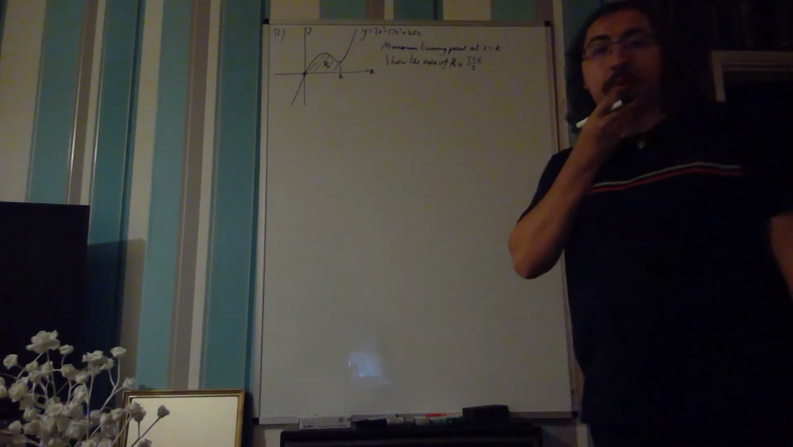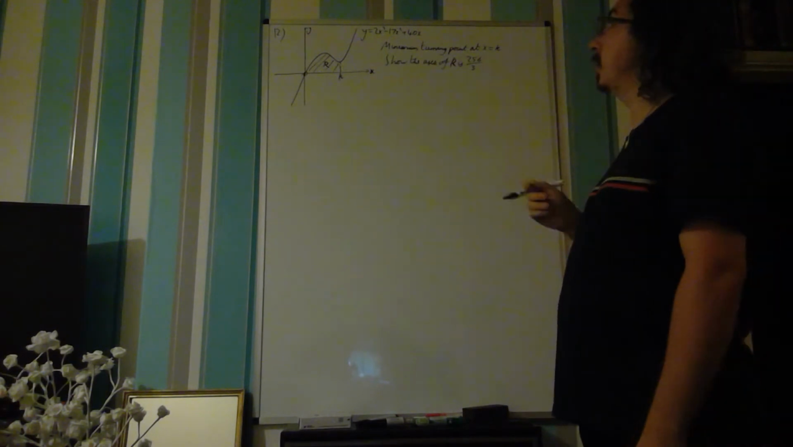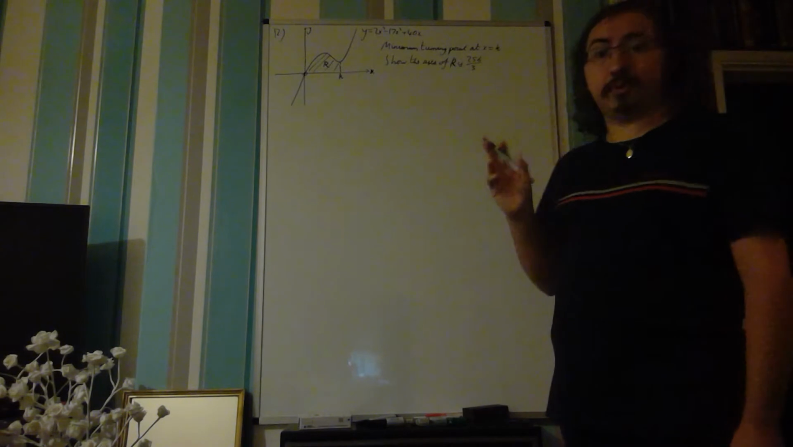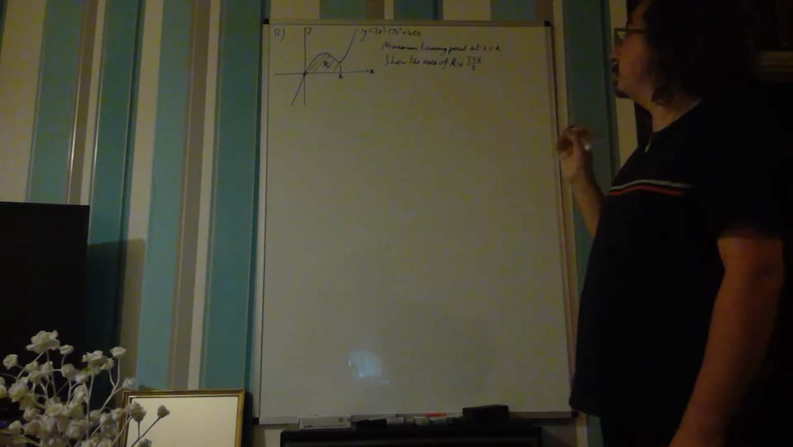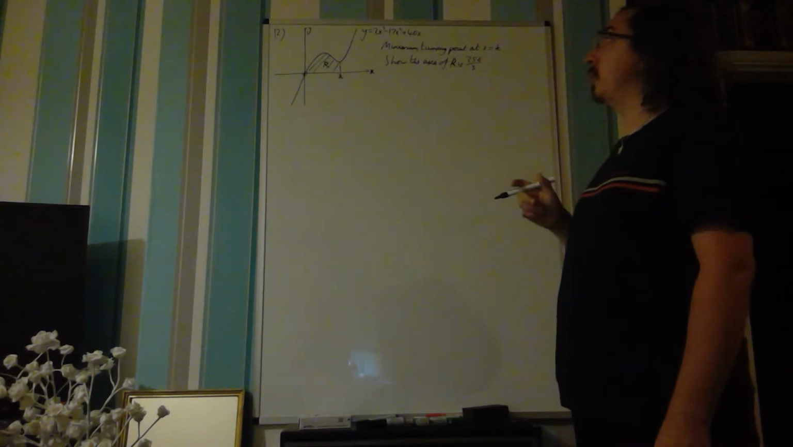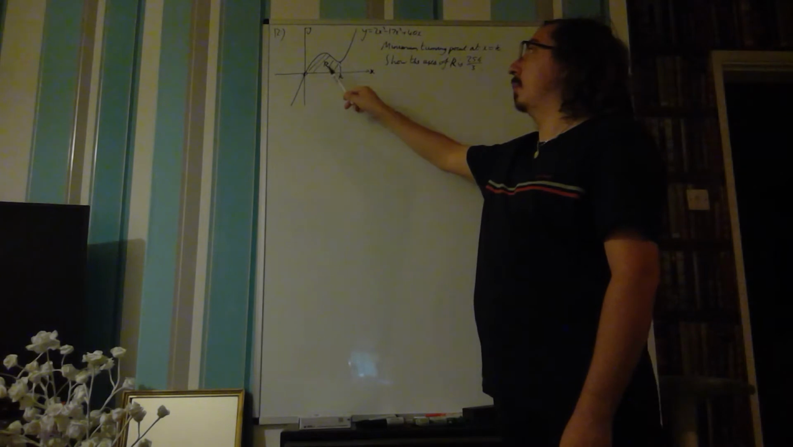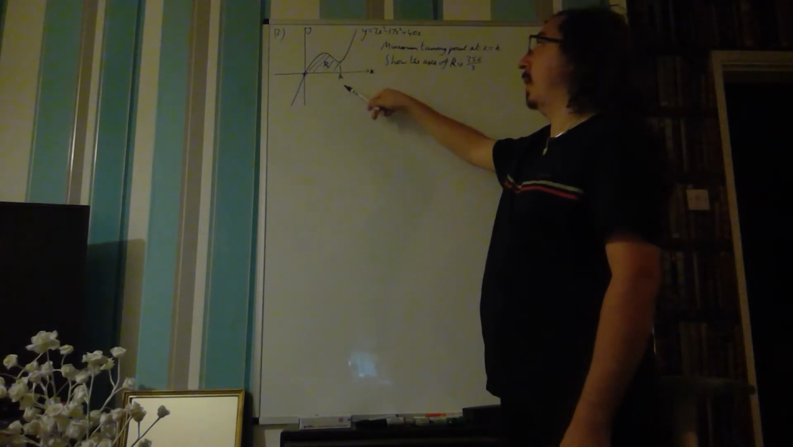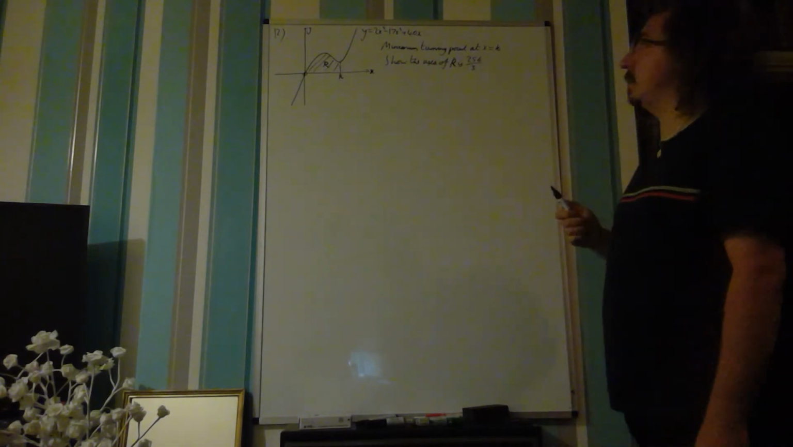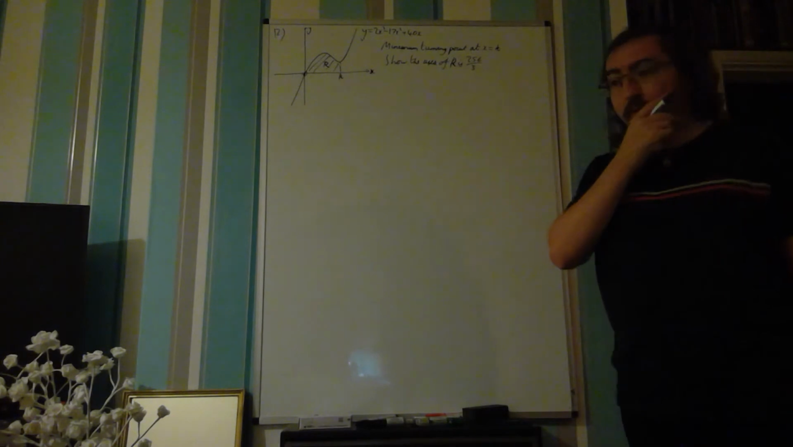So for question 12, you're given a graph of a cubic function, y equals 2x cubed minus 17x squared plus 40x. You're told there's a minimum turning point at x equals k, and we want to show that the area of the region R, which is bound between x equals 0, x equals k, the x-axis and the curve itself, is 256 over 3.